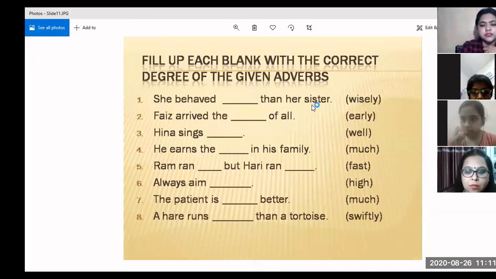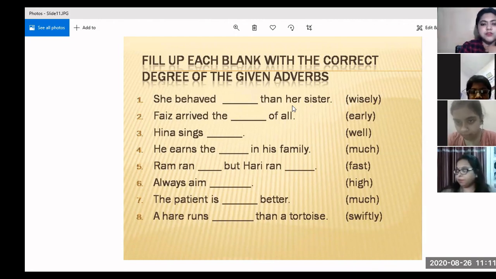Ram ran fast, but Hari ran faster. Very good. Ram ran fast, but Hari ran faster. Very good. Next is, always aim dash. Always aim dash, the correct form of high.